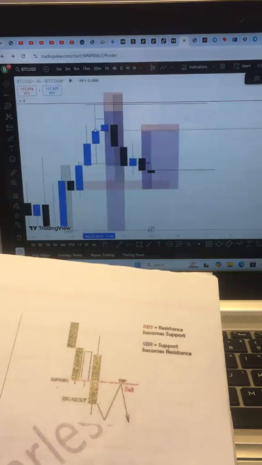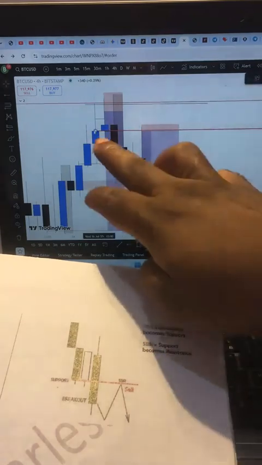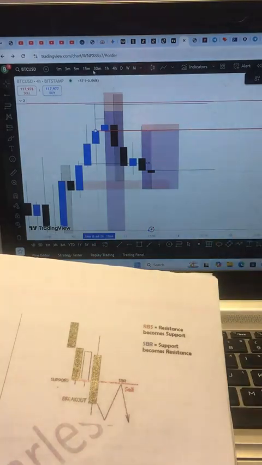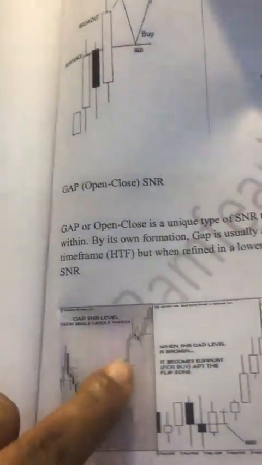Let me expand the line. So this is it. You can see from this OCL here, what happened? You can see market tapped on 30 minutes. So let's go back to 30 minutes. This is the 30-minute structure of how it will look like.